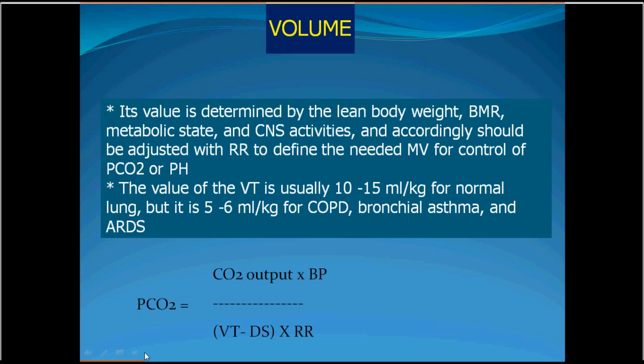Now look at this formula. The partial pressure of carbon dioxide is determined by the carbon dioxide output multiplied by the barometric pressure. This is the formula. This is the basal metabolic rate, and this is the alveolar minute volume: tidal volume minus dead space, multiplied by the respiratory rate. This is very important. You should keep this in mind; we are going to use it later on.